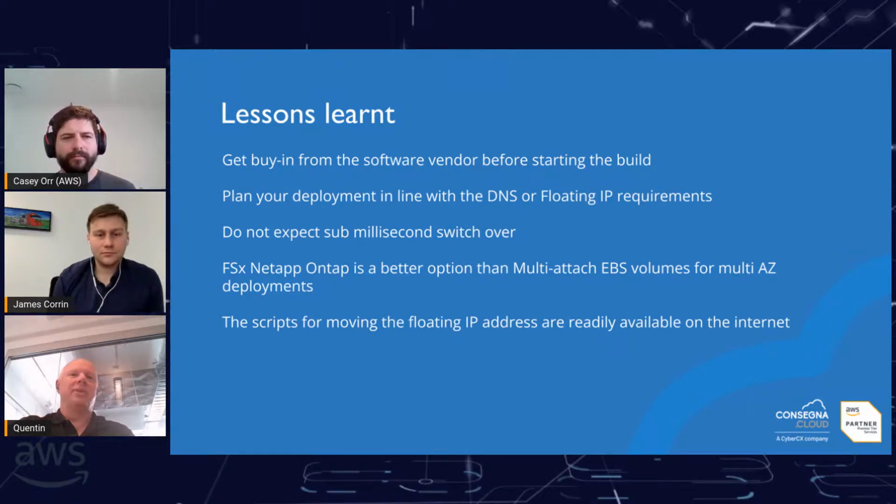The other option we had was the NetApp ONTAP, and we went with that approach because it was true multi-AZ. Obviously an EBS volume is pinned to an availability zone, you can't stretch it across multiple, but with the NetApp ONTAP, the iSCSI interface presented worked across as many AZs as we had in our cluster. And I think, as James pointed out, the scripts that we used for doing the IP address switchover are easily found on the internet if you want more detail on that.